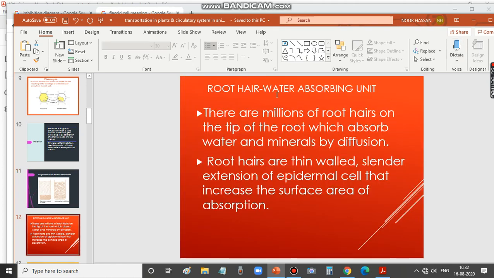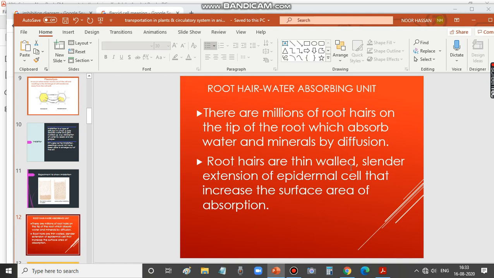This is a root hair, a water absorbing unit. How does the root hair serve as a water absorbing unit? There are millions of root hairs on the tip of the root which absorb water and minerals by diffusion. We think roots are essential, roots absorb water, but this is the mechanism by which water is absorbed. So here also diffusion is an important process which helps in water moving into the plant from the soil.